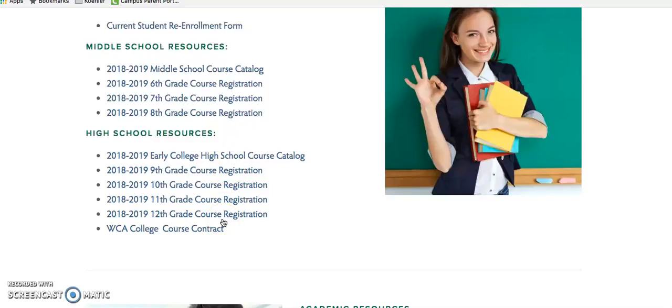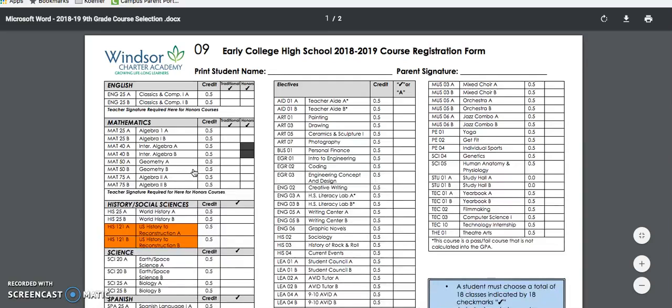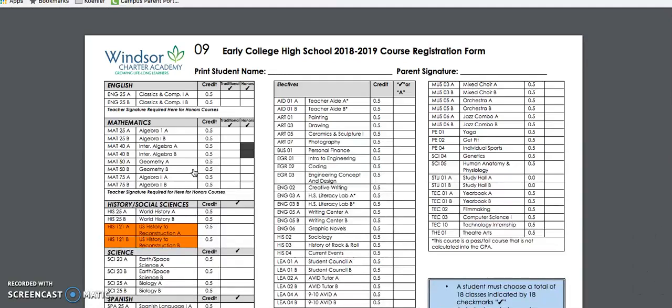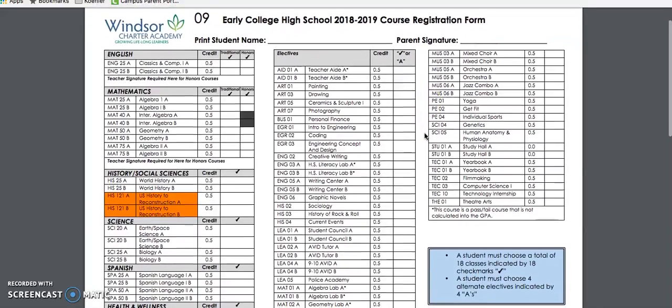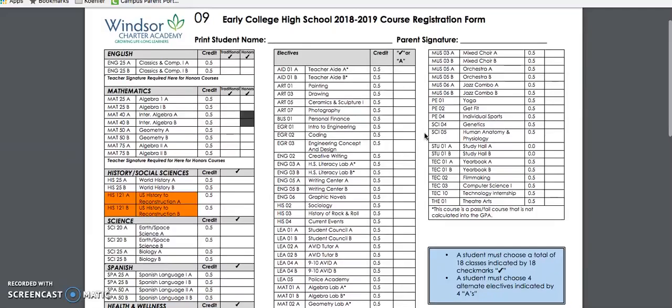So we're starting with part 1 of registration today, and I'll go ahead and demonstrate for 9th grade. So here's the 9th grade registration form, and like I said, this is part 1. What you are going to do with this form is choose your classes. So you will browse the classes, and in the end, you are going to choose 18 classes, and you'll indicate that by making 18 check marks. Okay, and then you will have 4 alternates, and those are usually in the areas of electives.